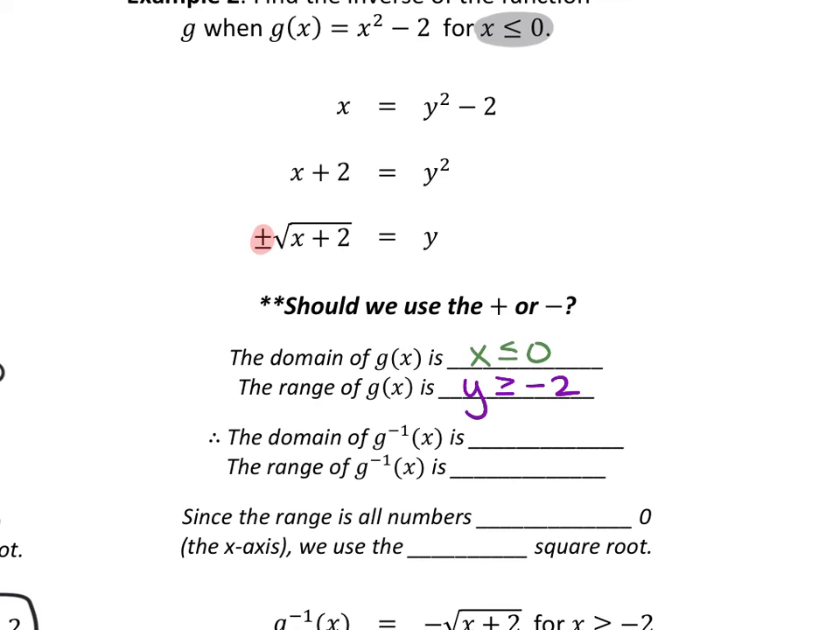It's all of the y values above negative 2, because all we did was take this quadratic and move it down 2 units. Therefore, what is the domain of its inverse? Amazing, we just switched these and switched the letters. So what's the range of g inverse? Y is less than or equal to 0. Therefore, based on the range, since the range is all numbers below 0, are we going to use the positive or the negative square root? The negative. So it does truly matter about that domain and range so that you can make proper decisions.